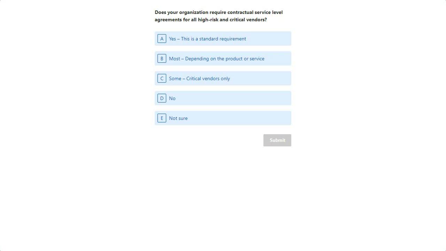Our second poll question of the day is, does your organization require contractual service level agreements for all high-risk and critical vendors? Yes, this is a standard requirement. Most, depending on the product or service. Some are critical vendors only. No, or you're not sure.